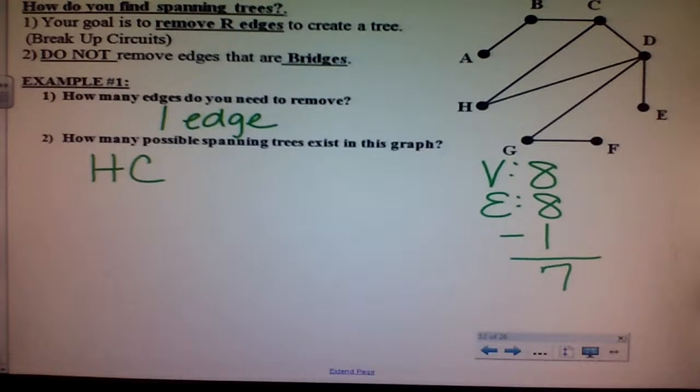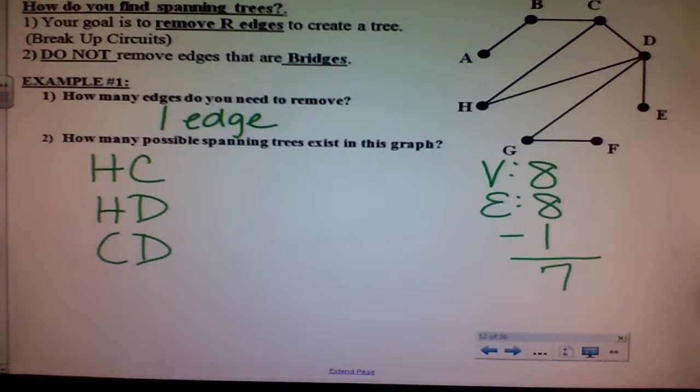H to C. Is that my only option? No, you can do H to D. I could remove H to D. Not D to G, because that would disconnect my graph. You don't want to get rid of any bridges. There is one more: C to D. Oh, yeah.